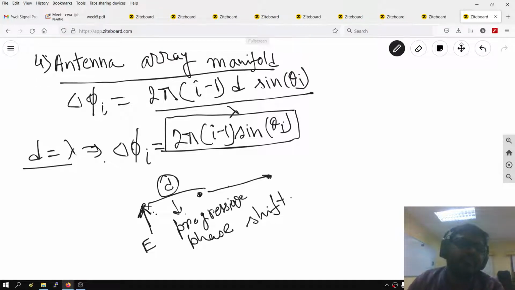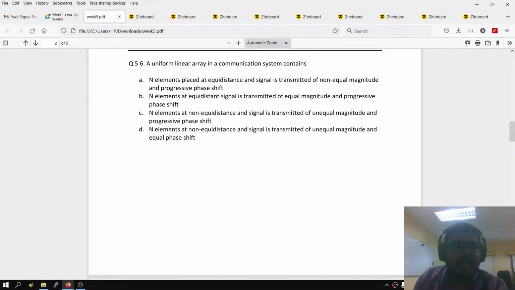But it has nothing to do with the amplitude. This amplitude E is not attenuating. Only it is giving the phase shift because there is a difference of d between these 2 points. So the correct option is: n elements at equidistant, signal is transmitted of equal magnitude and progressive phase shift. So option B is the correct answer here.